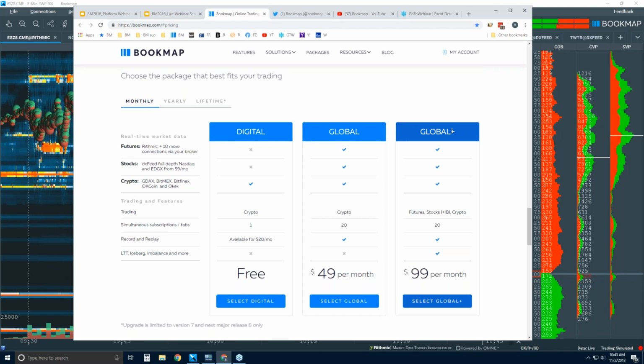The Global Plus version here is $99 per month. This offers the addition of our add-on indicators, like the iceberg detector, looking at larger players, for example, in the order book, or hiding from the order book, but our algos can still detect them.